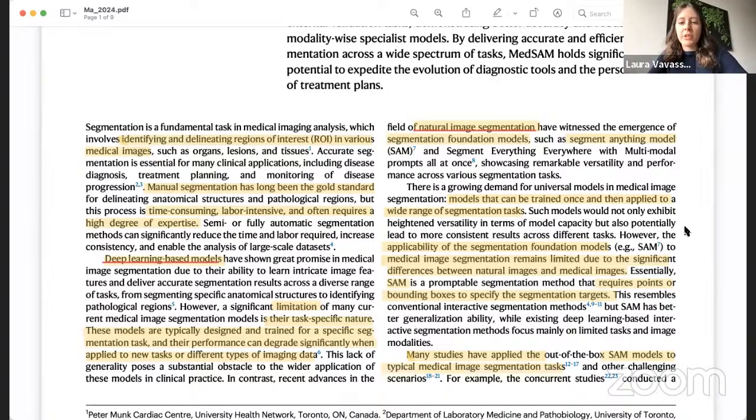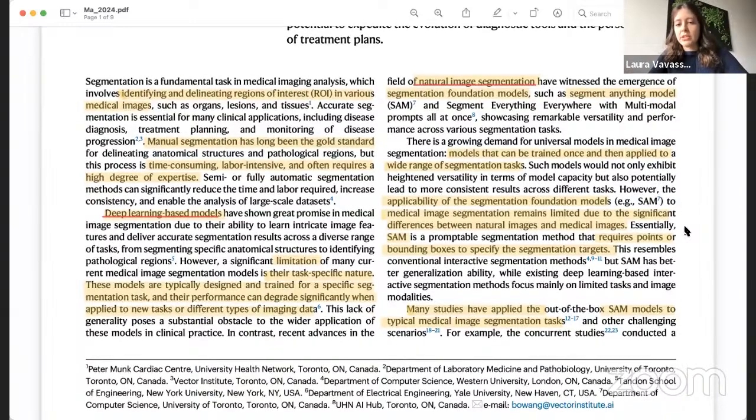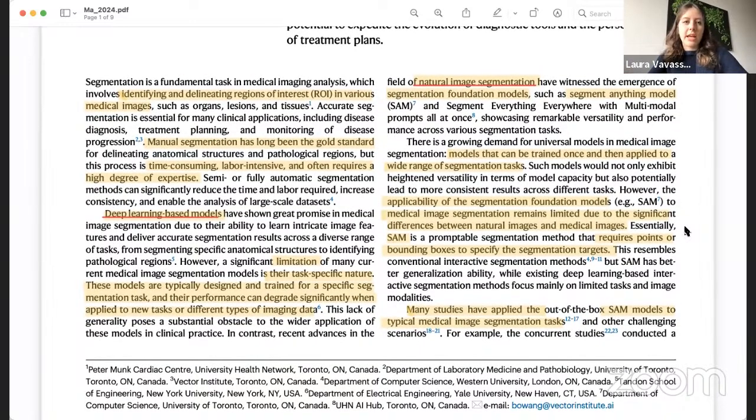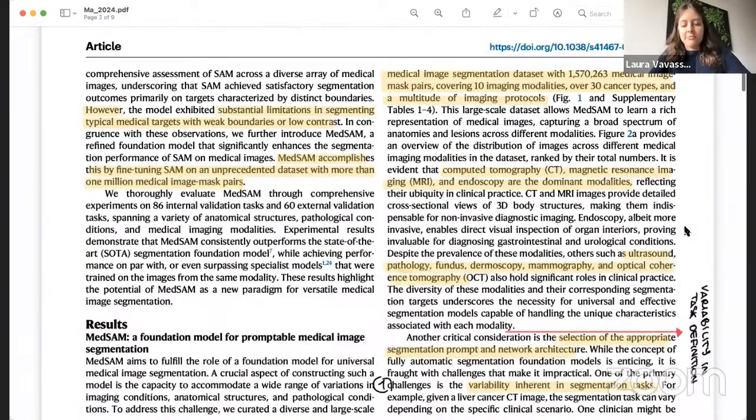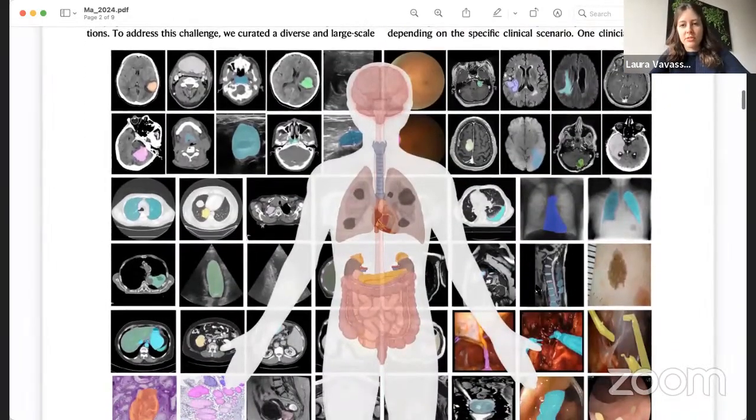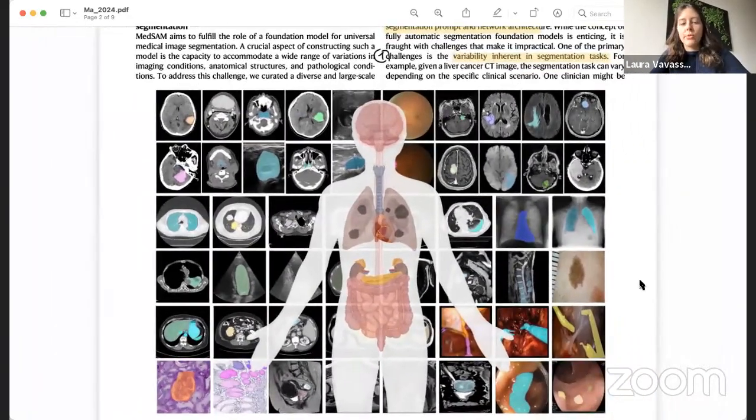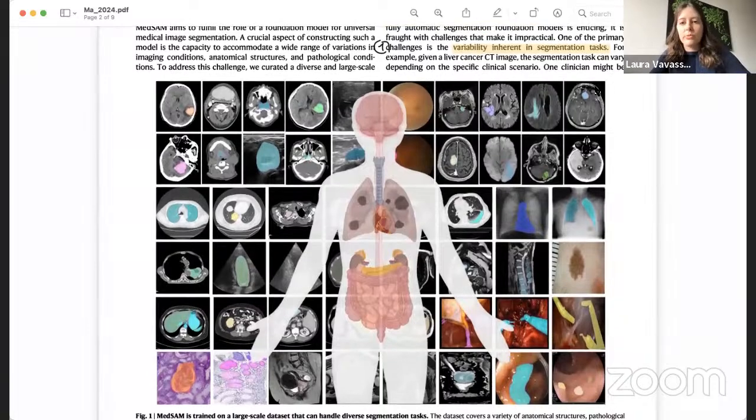There are two main shortcomings to this model, such as the fact that it does not work that well when it comes to defining borders that do not have a great contrast. So this is the presentation of what we are talking about. You can see that we are not talking about only the brain. We are not talking about only MRI. But we're talking about images from different modalities for different organs. And you can see that they are used also for pathology images or to segment medical tools from endoscopic images.